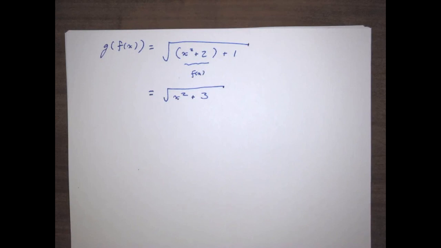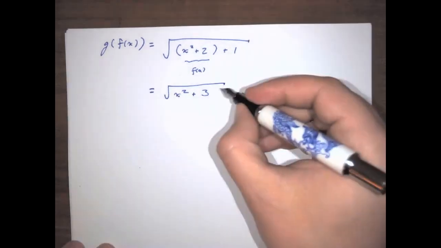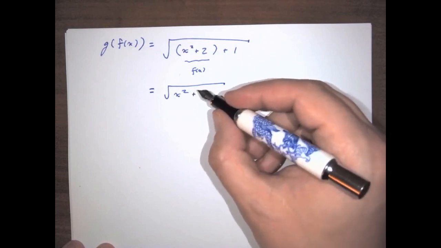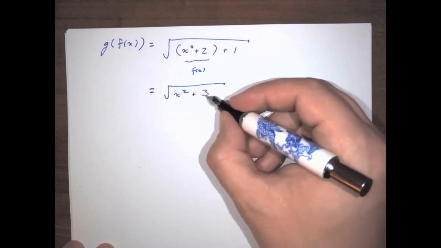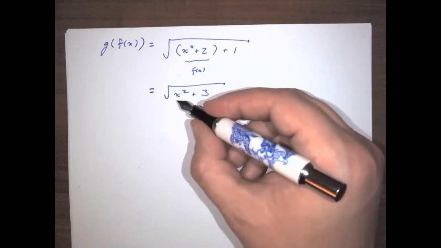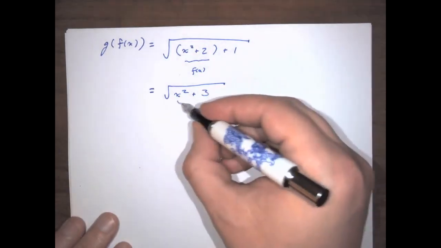Now, it didn't ask us for the domain of this, but there's no harm in discussing it. The thing about the domain of a square root is that you can't have a negative value in here. However, squared numbers are always non-negative, and then you add 3, and this is always going to be at least 3.